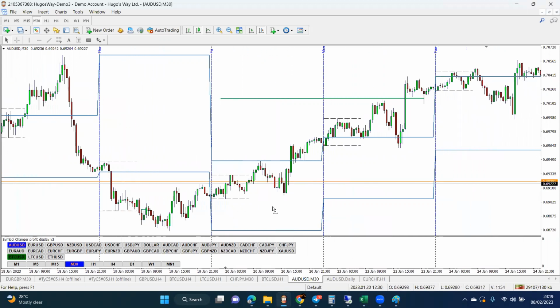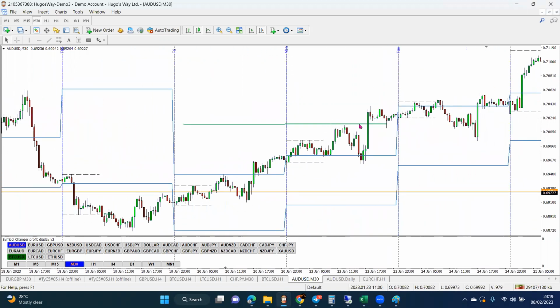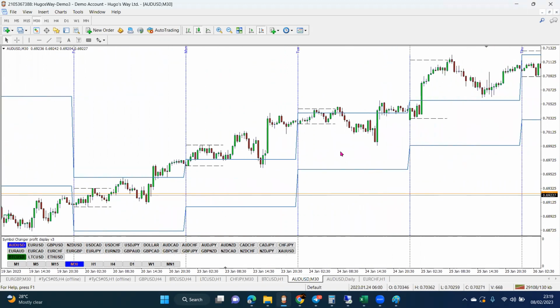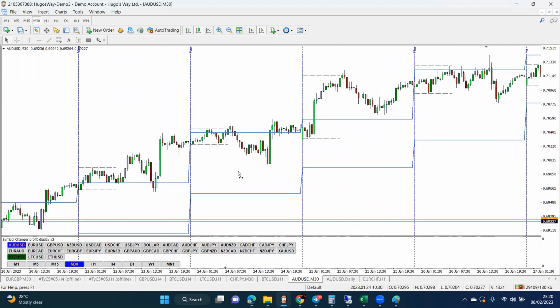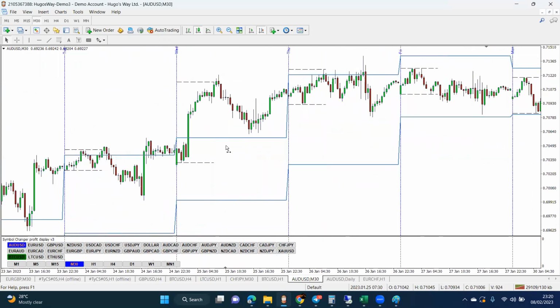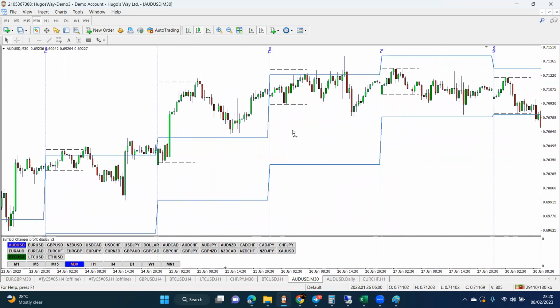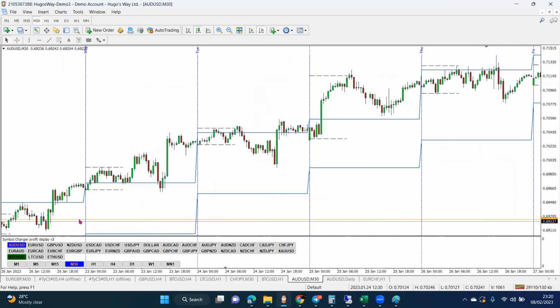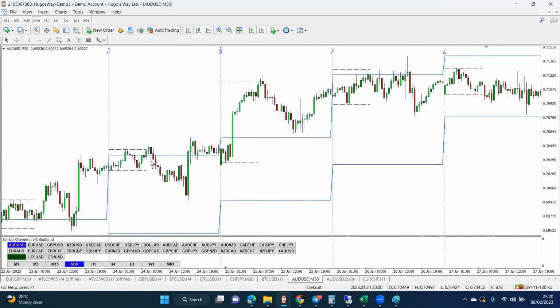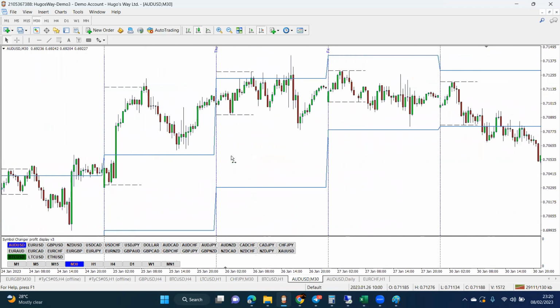Right, so here we are on Monday. Monday is in the low of the week, right? Because it didn't take out Friday's low. Tuesday didn't take out Monday's low. Wednesday didn't take out Tuesday's low. Thursday didn't take out. And basically, we had no low of the week on this particular week, right? So practically had no trade on AUDUSD that week.